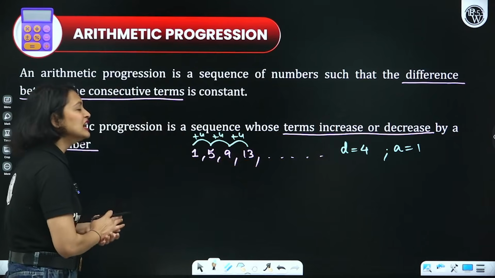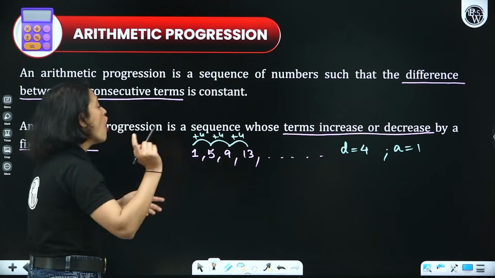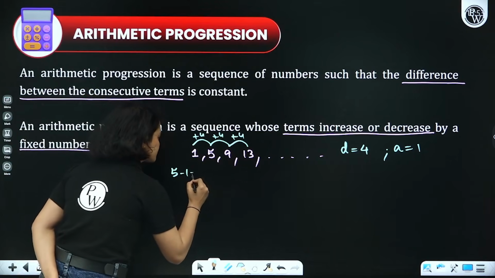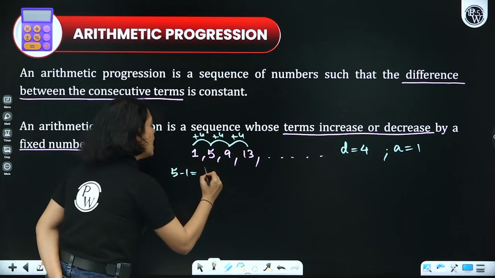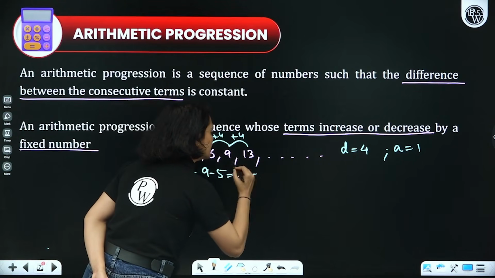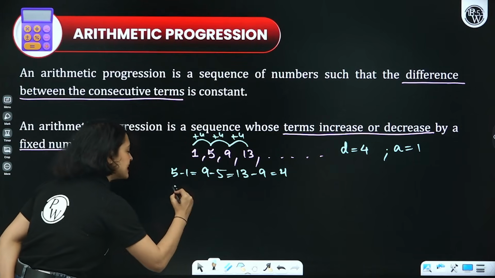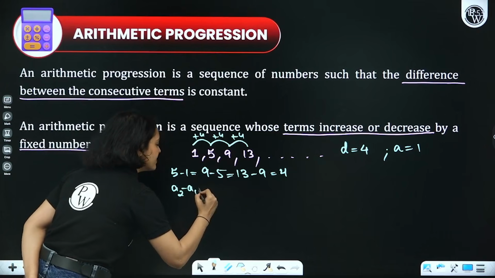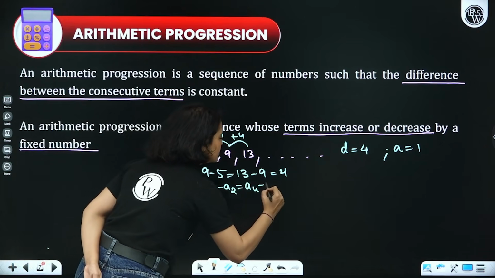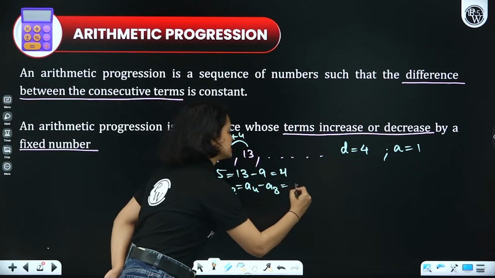Let's understand that. We can clearly see that on adding 4, we are getting the next number. Or in other words, if I do 5 minus 1, I get 4. Again, if I do 9 minus 5, I get 4. Again, if I do 13 minus 9, I get 4 and so on and so forth. So basically what I'm trying to say is A2 minus A1 is coming out to be A3 minus A2, which is coming out to be A4 minus A3 and so on. They are all equal to the common difference D.